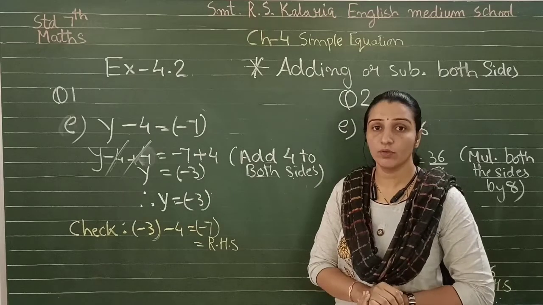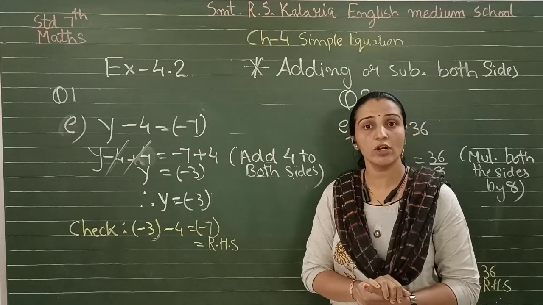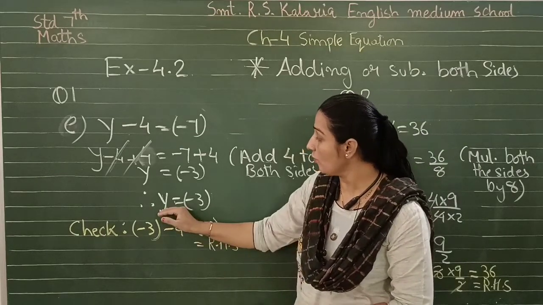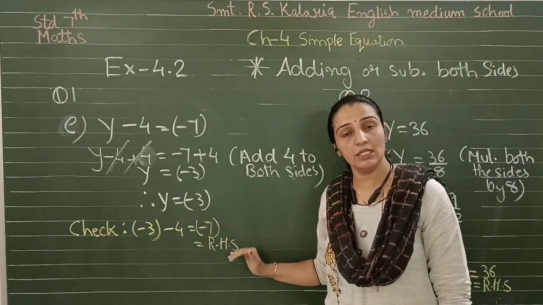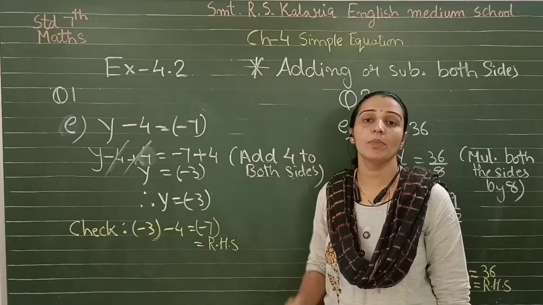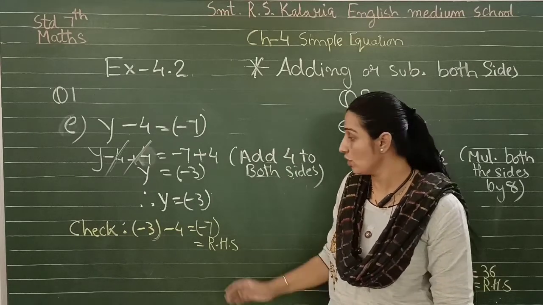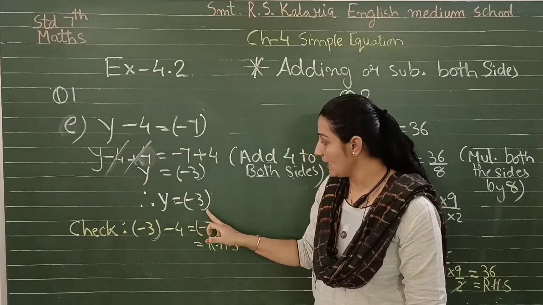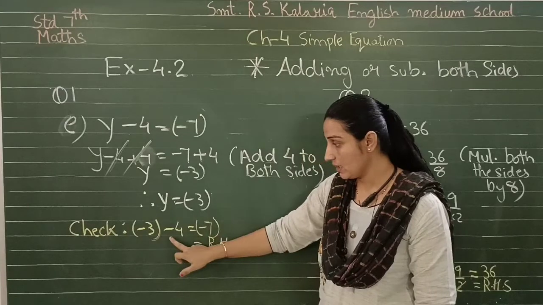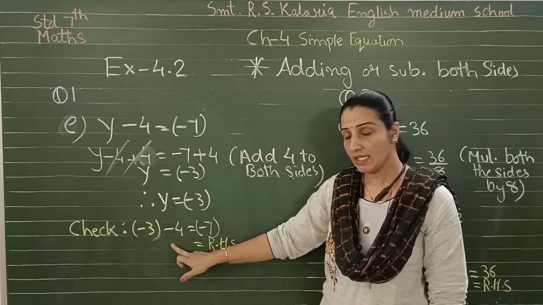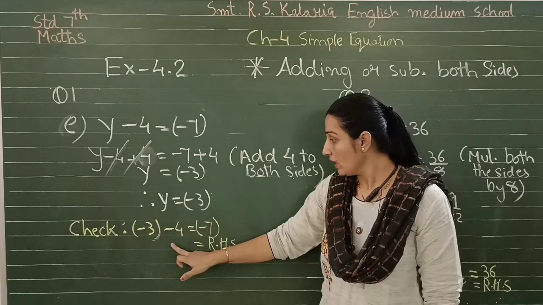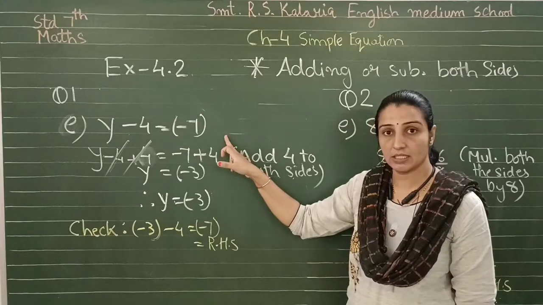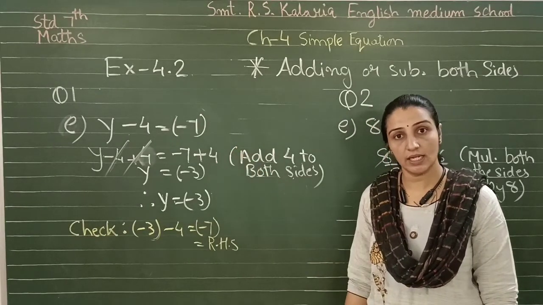Now sometimes you will have confusion whether my answer is correct or not. So you can even check your answer by substituting the value of y equals -3 in the question. How to do it? Just like we did in exercise 4.1 in question 1. y minus 4, so in place of y what will we write? -3. What is -3 minus 4? Same sign, add and take the sign of the bigger number. Here -3 minus 4 is -7, which is again equal to our RHS, which means that my answer is correct.